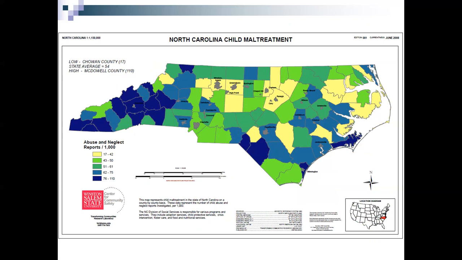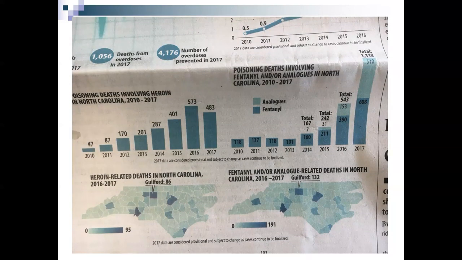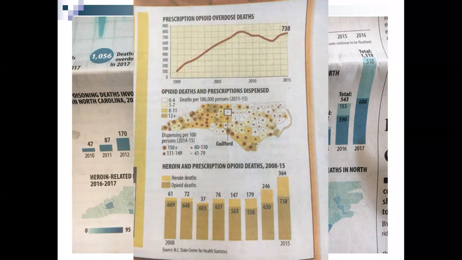Child maltreatment: the abuse and neglect reports for every 1,000 people. These are just some examples. We're evolving from maps like these, where I kind of say no duh, this makes sense, to making bigger maps. Dispensing per 100 people. Now we're looking at rates that look a little bit different.